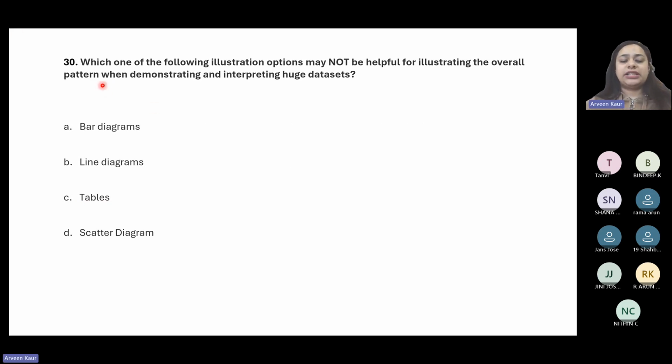Then we come to question number 30, which is, which one of the following illustration options may not be helpful for illustrating the overall pattern when demonstrating and interpreting huge data sets? Now, I had drawn and shown it to you, so I hope you remember it. It is A, bar diagrams, B, line diagrams, C, tables, or D, scatter diagram. Right. So again, we had discussed it only a while back. The answer is tables, right? I had given you an example, and I had shown that to you.